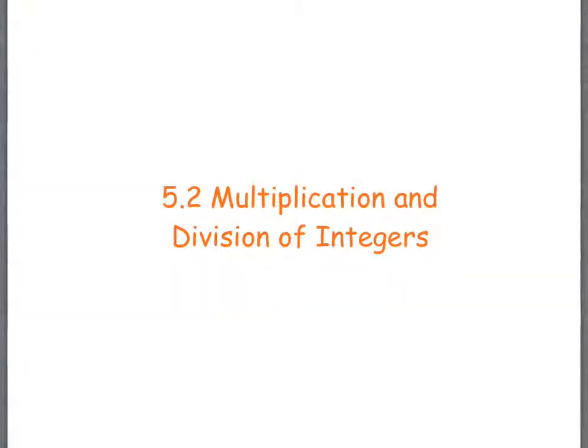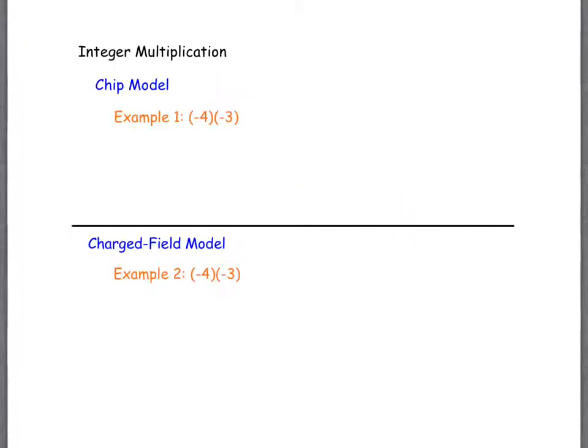Right, so 5.2 starts our discussion of multiplication and division of integers. We're going to see these same models that we saw before, and we're going to do some multiplication and division with the models now instead of the addition and subtraction like we were doing in the last section. This first one, we're going to jump right in. We're going to start with these models that we just finished working with, so they're fresh in your mind.